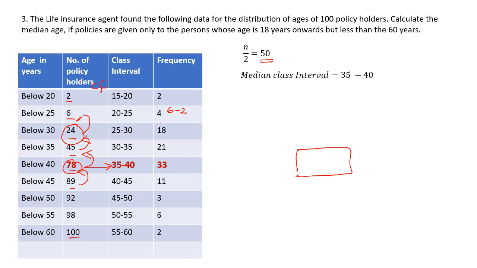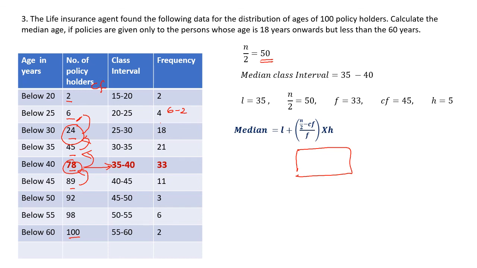So 50, you have to see the number which is greater than 50 in the cumulative frequency column. Greater than 50 is 78. So here the median class is 35 to 40, and therefore L is 35. f is 33, and CF is the one preceding in the CF column, that is 45. h, we know that we have taken the class width, thus class size is 5.